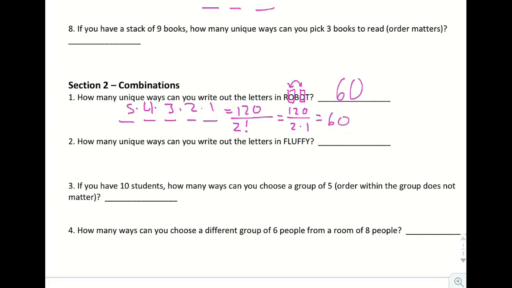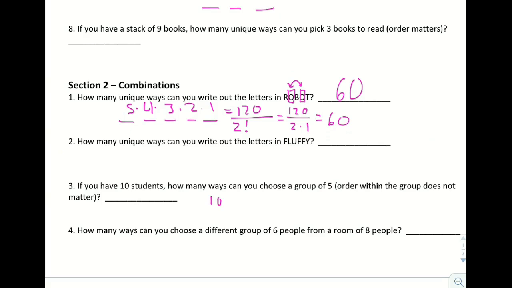This one says if you have 10 students, how many ways can you choose a group of 5 where order does not matter? In this case, we're going to do the same process we've done where we figure out our permutation, where we find the blanks, fill those in, get a number, but then at the end it says order of the group does not matter. So we need to unorder those people.